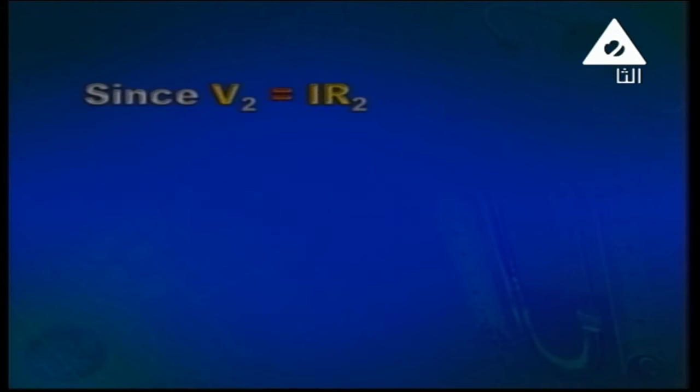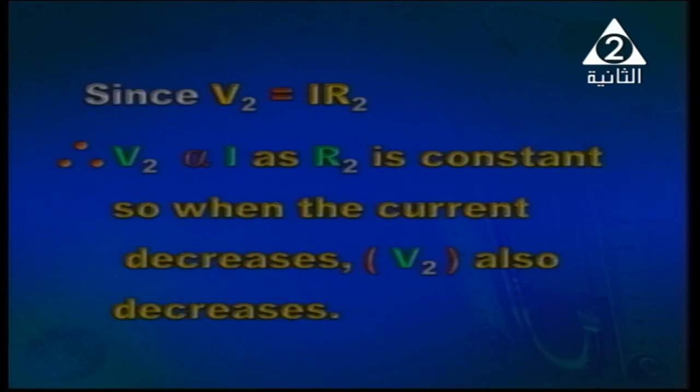And what about the reading of the second voltmeter, V2? It depends on the current, simply because R2 is constant, so it is proportional to the current. What happens to the current? The current decreases, so V2 decreases. V2 is proportional to the current, R2 is constant, so when the current decreases, V2 decreases.